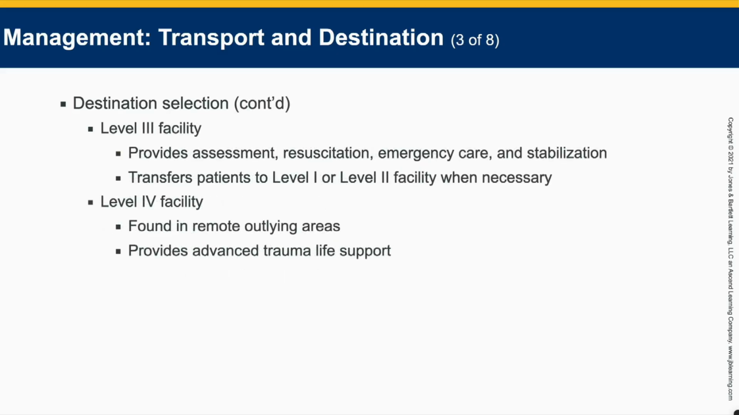Continuing with destination selection, a level 3 facility can provide assessment, resuscitation, emergency care, and stabilization. These facilities are equipped to handle the patient initially, but if the injuries are more severe, they'll transfer them to a level 1 or level 2. Then you have your level 4 facilities, which are typically found in remote or rural areas. These facilities can provide advanced trauma life support, but their main role is to stabilize the patient and arrange rapid transfer to a higher level trauma center.